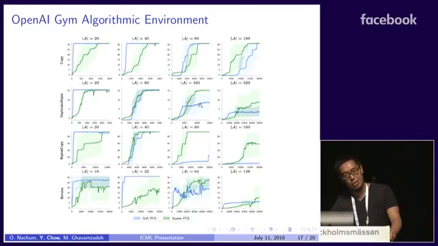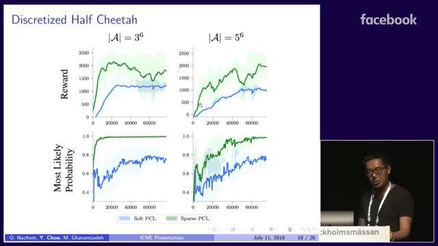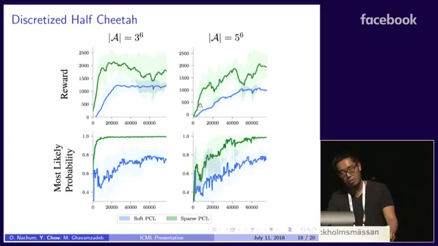This phenomenon becomes more pronounced and significant when we look at the second example, where we discretize the actions of half cheetah. So here you can see that sparse PCL quickly converges to a deterministic solution, which is the policy for this deterministic half cheetah domain, while the soft policy still struggles during the exploration phase. And you can see this also results in a pretty big performance difference.